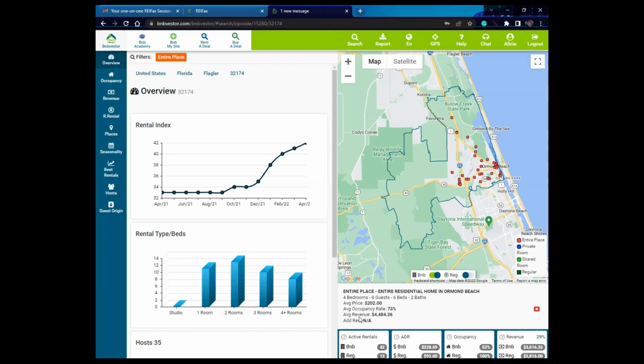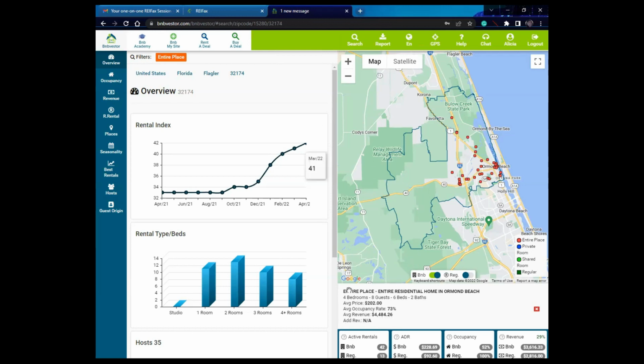And average revenue, calculating that $202 that are being charged for 73% of the whole year, gives me a $4,484 revenue in the whole year. This does not include taxes or services or whatever. This is the gross revenue calculated that way.